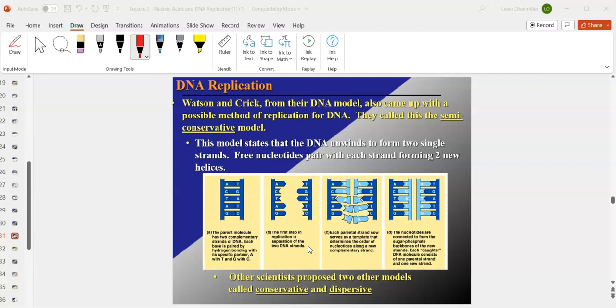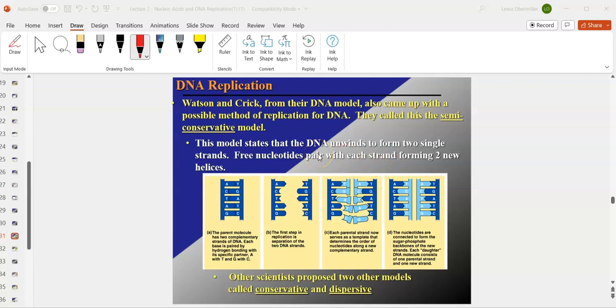So they called that model semi-conservative. And essentially, what that means is that the two strands separate, as you can see here, and then once their strands separate, new strands are built to corresponding nucleotides. So if there's an A, a T is inserted, G, A, T, and so on. And then the other strand is built in the opposite direction because the two strands are anti-parallel.